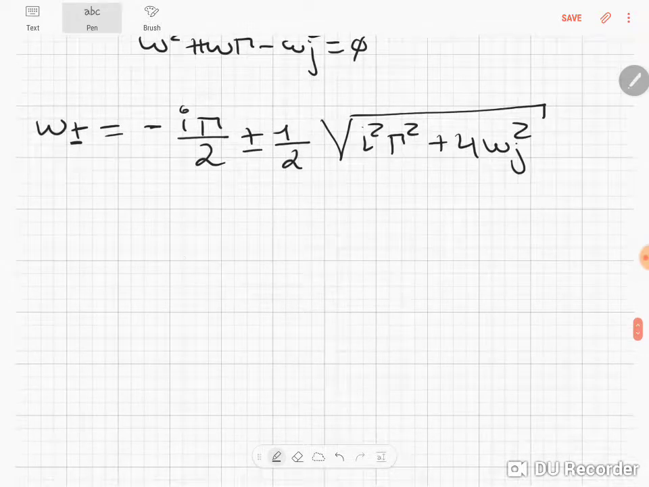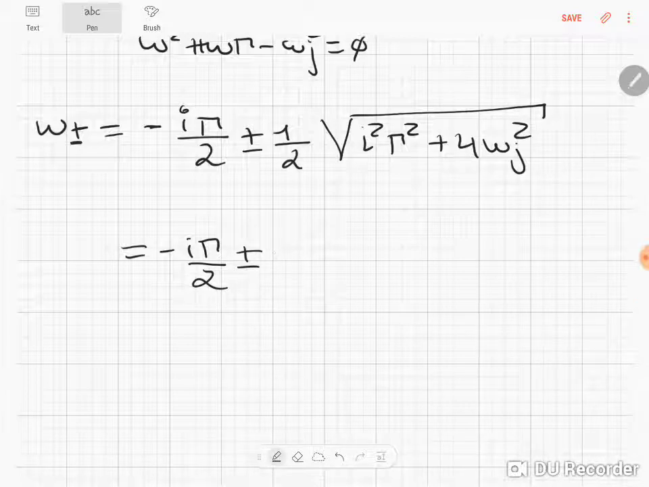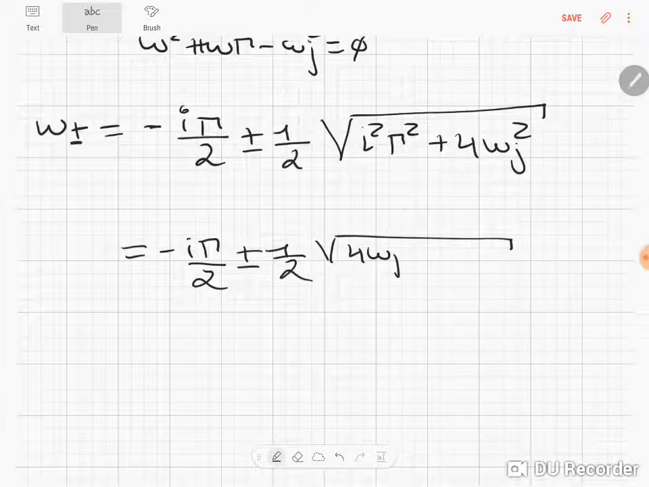And what we have here is just minus i gamma divided by 2 plus or minus 1/2 square root of 4 omega j squared minus gamma squared.